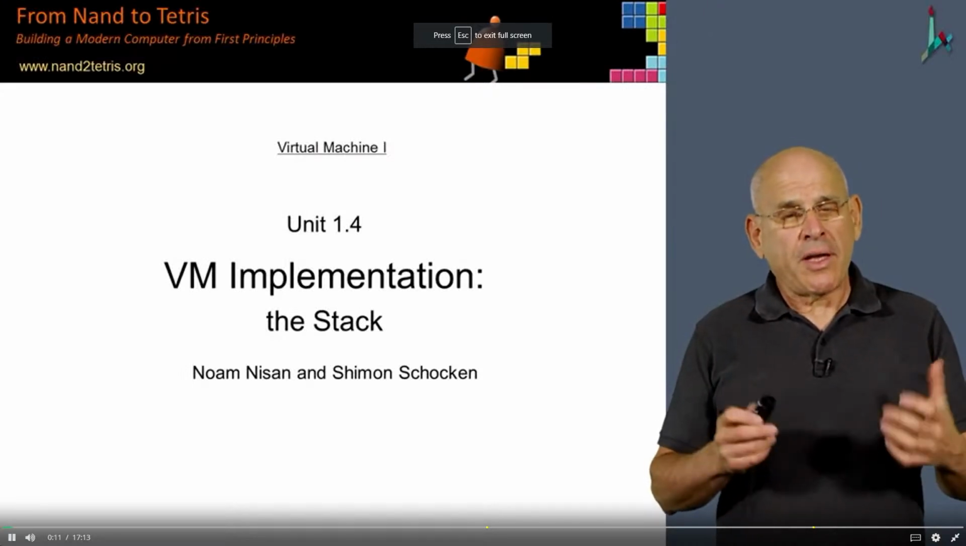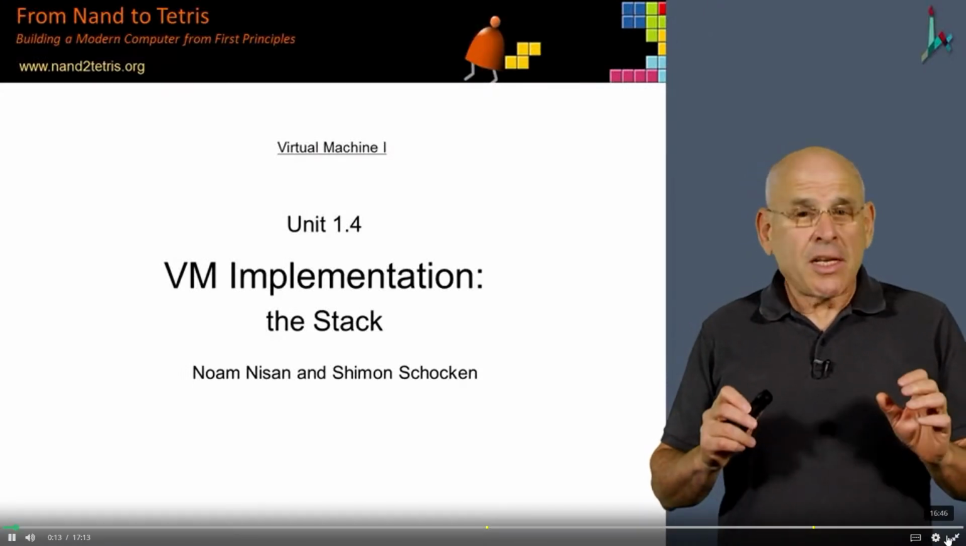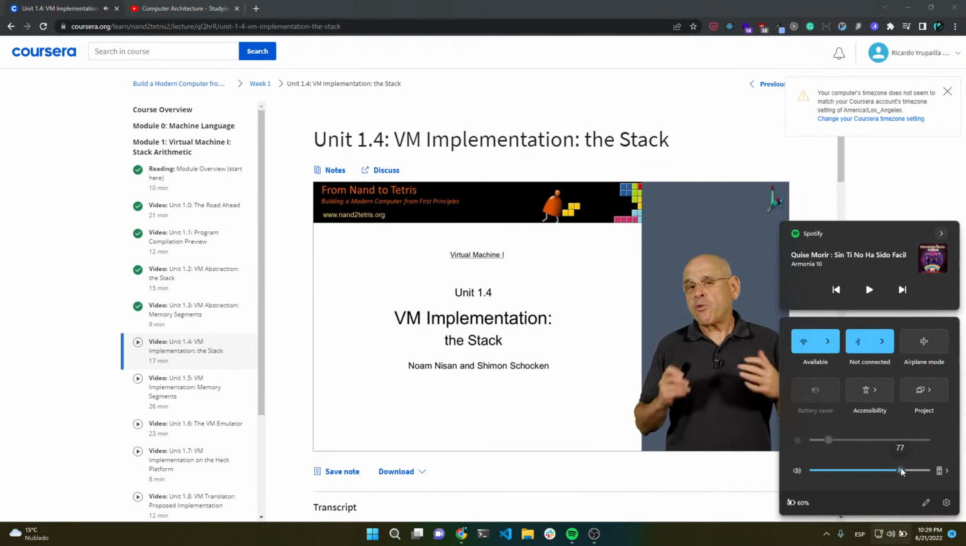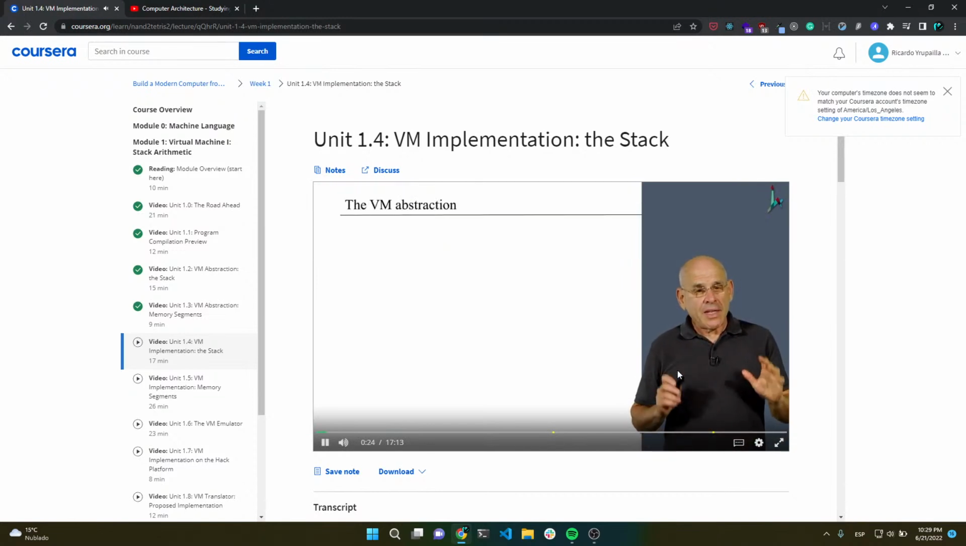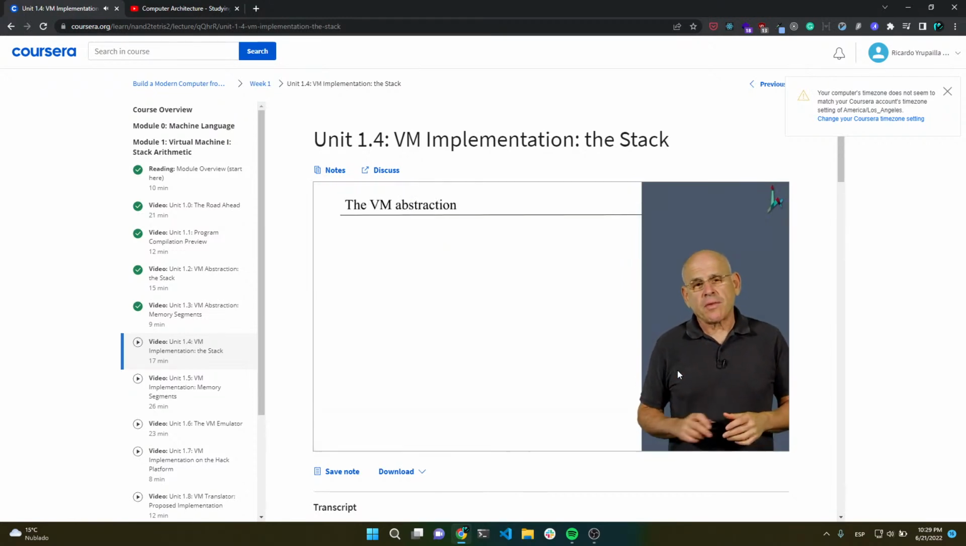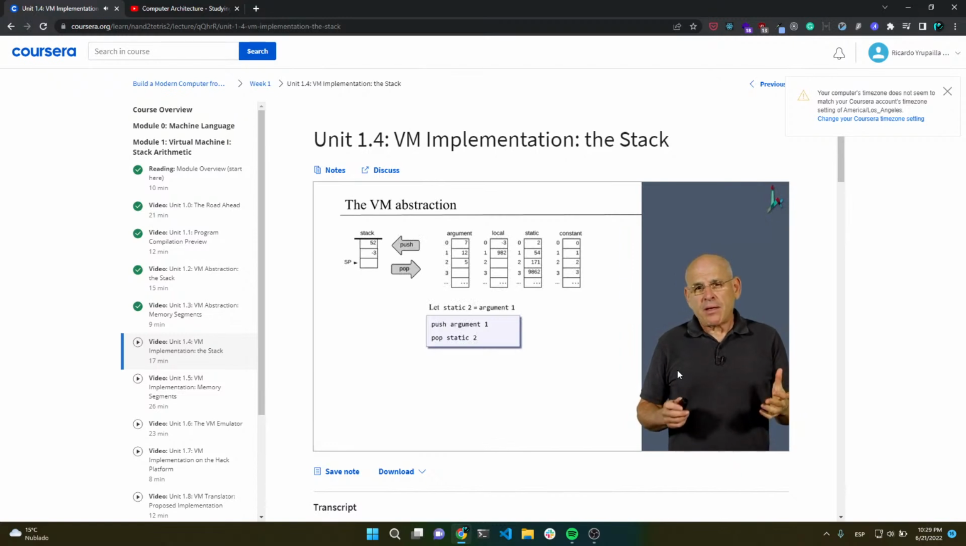Welcome to Unit 4 in the first module of the course. This is an important unit because up until now we've treated the virtual machine as an abstraction, and from now on we are going to actually build it. So to begin with, let's take another look at the VM abstraction.